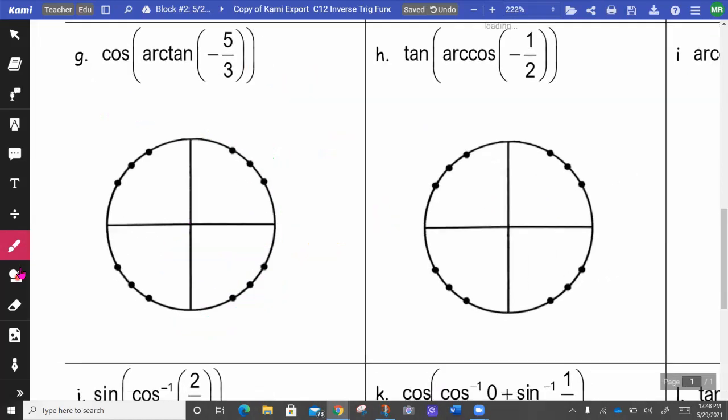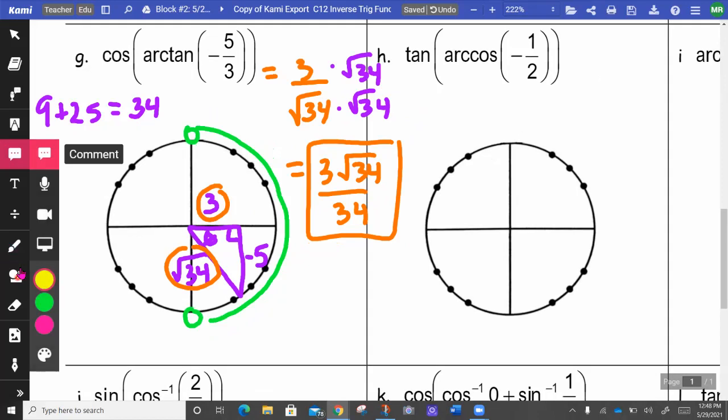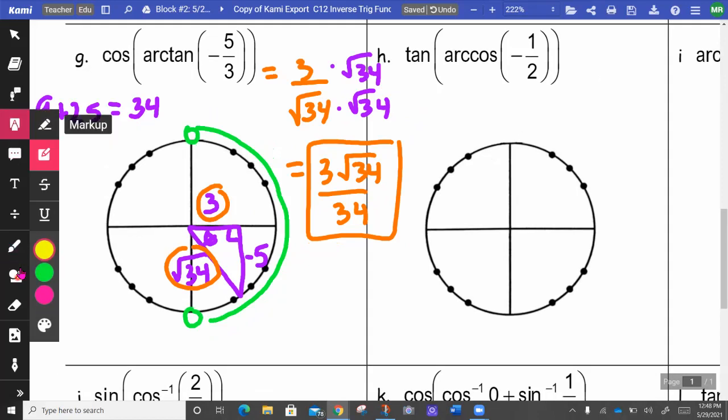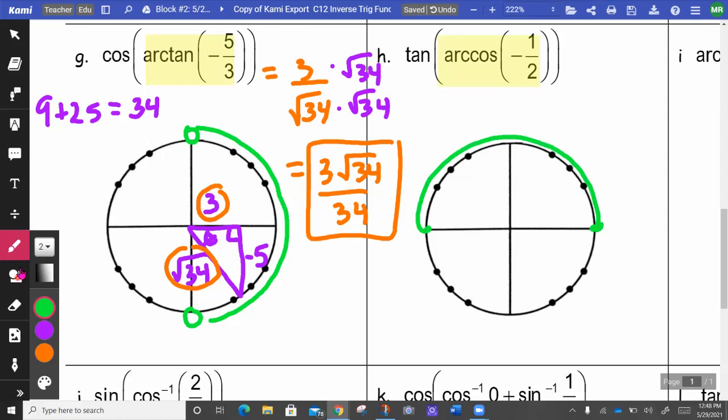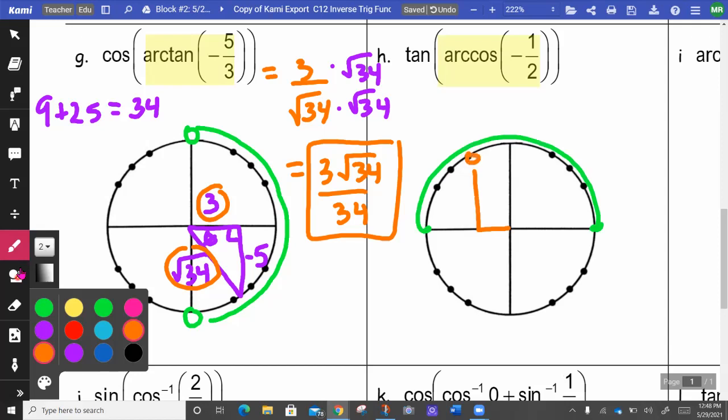On H, okay, I'm going to start like I did this one, inside. So I'm going to start there. I'm looking at arc cosine. So I'm going from here to here is my focus. Where is my cosine and negative 1/2? Well, that's going to be short long. So I'm going to be here. I'm at 2 pi thirds, but I don't really need the angle. I want the tangent of this.